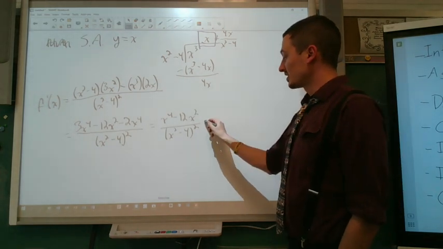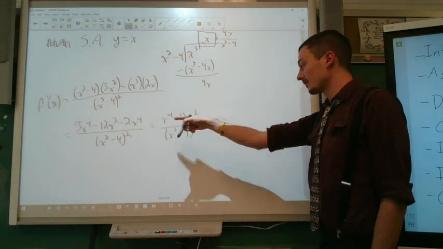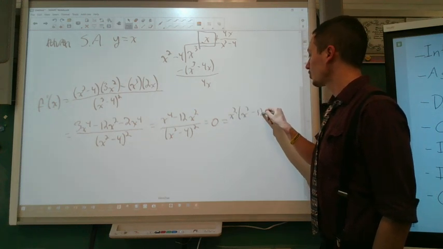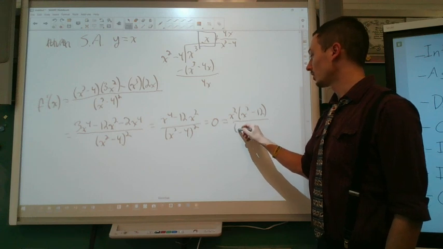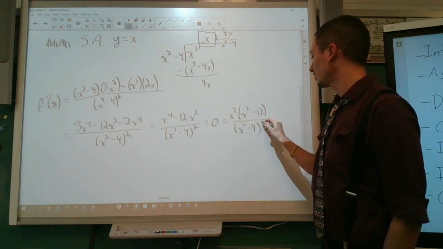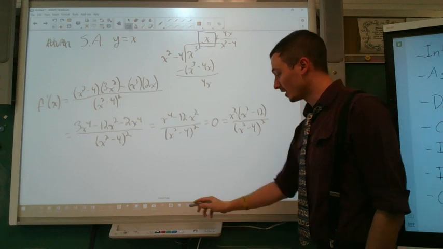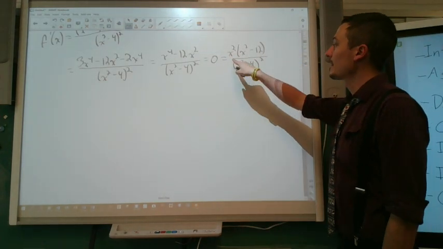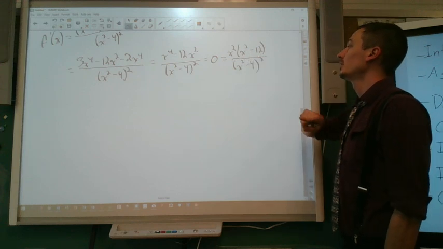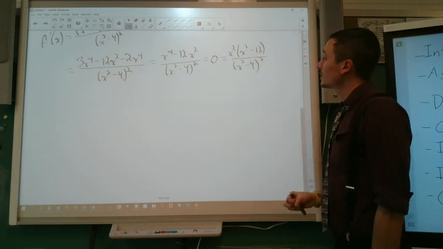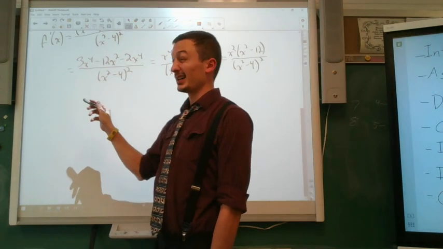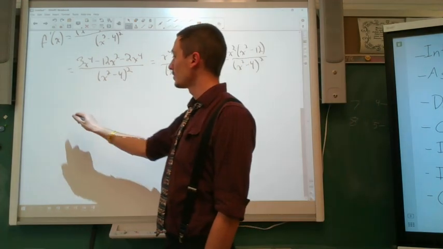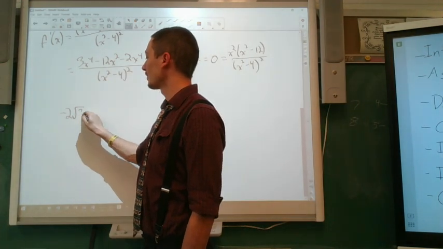So the question is, where does this equal 0? Well, we can factor out an x squared from the numerator and get x squared times x squared minus 12, all over x squared minus 4 squared. So what does this tell us? It tells us that there will be a critical point at 0 and positive or negative square root of 12 and also positive and negative 2. Square root of 12 can be written as 2 square roots of 3. So we have negative 2 square roots of 3.